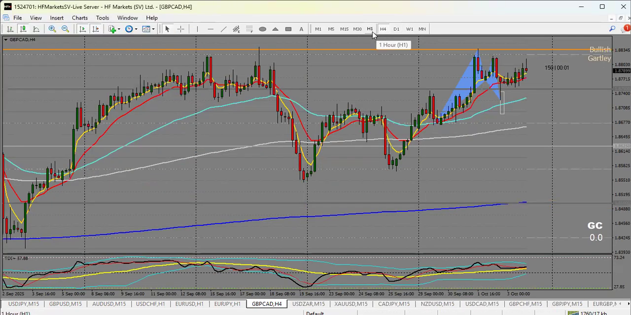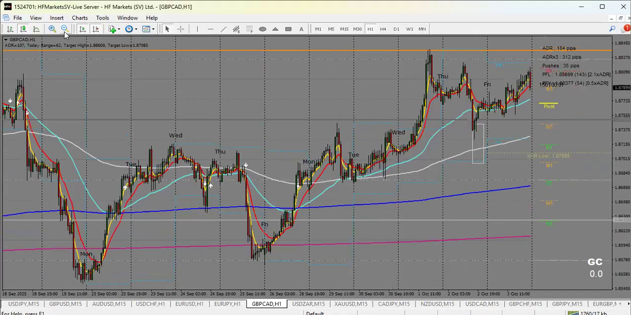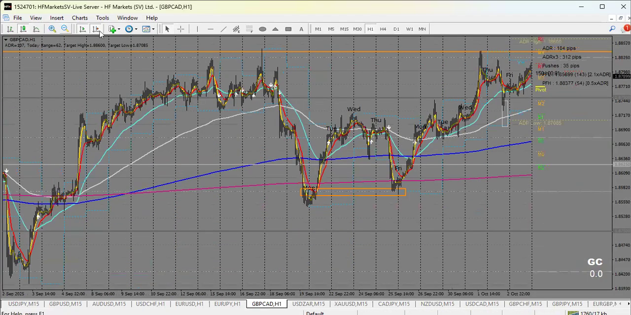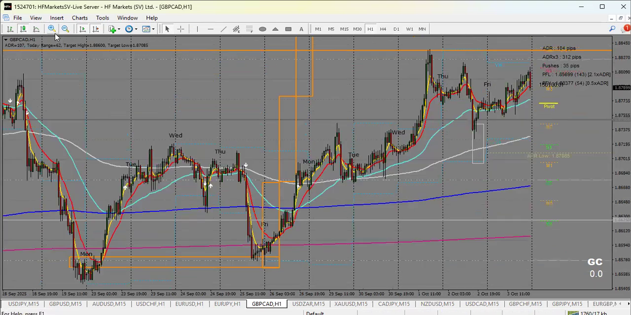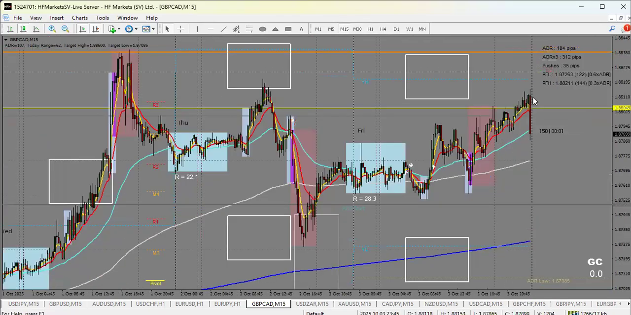So as for right now, we are still anticipating a buy on GBPCAD, and this here was a peak formation low. If we now draw the ADR boxes, ADR is around 104 to 107, so ADR times 2 and ADR times 3. We are still going up to find the third ADR. And this is how it closed this week.